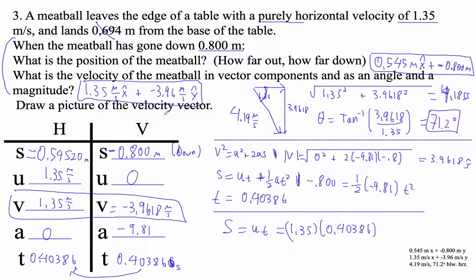So there we go. For how far out, how far down, there's the answer: that far over, that far down. The velocity as components is there. As an angle magnitude vector, you draw this, you label that angle 71.2 degrees, you draw this with arrows, and you're good.